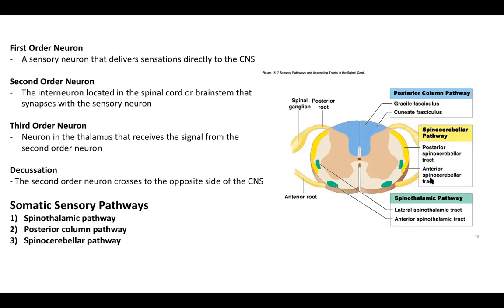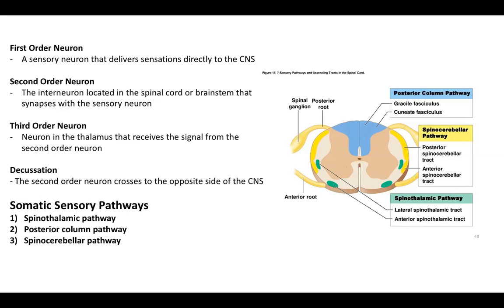Okay. Along these pathways, at some point, we have a decussation. Okay. The second order neuron is responsible for the decussation. Either it happens here at that spinal level or it happens at the medulla. Okay. This decussation is the crossing over of that information to the opposite side of the central nervous system. And we'll look at that.